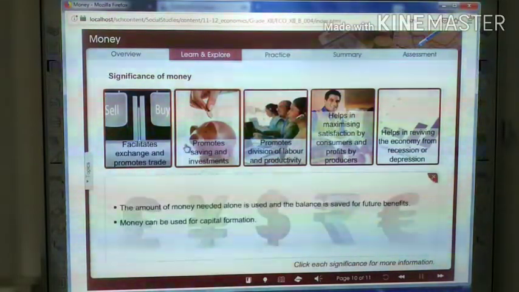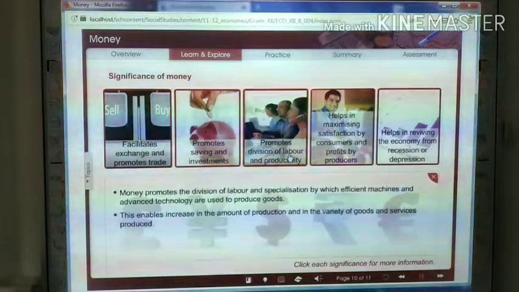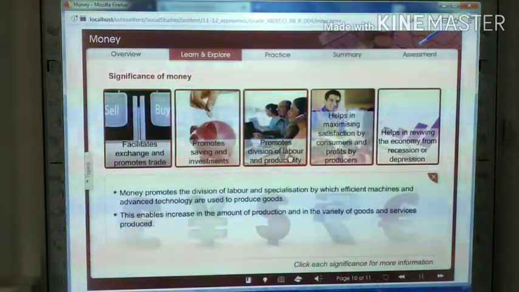The amount of money needed is alone used and the balance is saved for future benefits. Money can be used for capital formation. Money promotes division of labor and specialization by which efficient machines and advanced technology are used to produce goods. This enables increase in the amount of production and in the variety of goods and services produced.